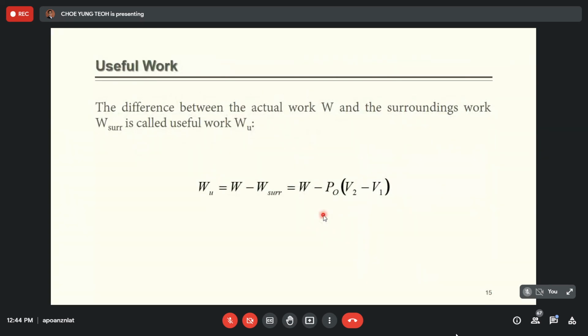And then after that, we also have another term called useful work. As we know, some of the energy is used for the surrounding work. So the useful work will be the total actual work minus the surrounding work. Very direct. It means that previously the work done by the system is not 100% converted to a useful form. Useful form means to move your car, to do the work that you want, that you desire. So this is the equation to get the useful work.